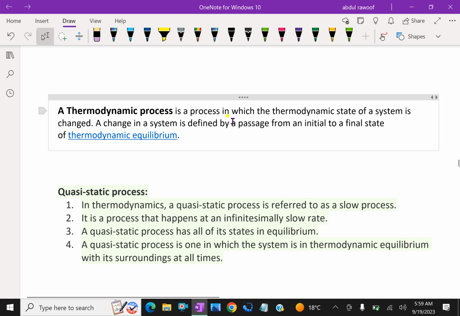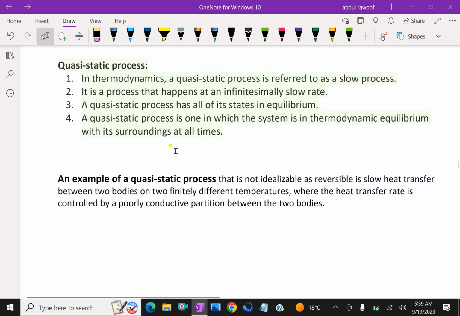A thermodynamic process is a process in which the thermodynamic state of a system is changed. Change in a system is defined as a passage from an initial to a final state of thermodynamic equilibrium. Now, processes can be classified. In thermodynamics, a quasi-static process is referred to as a slow process. Second, it is a process that happens at an infinitesimally slow rate.